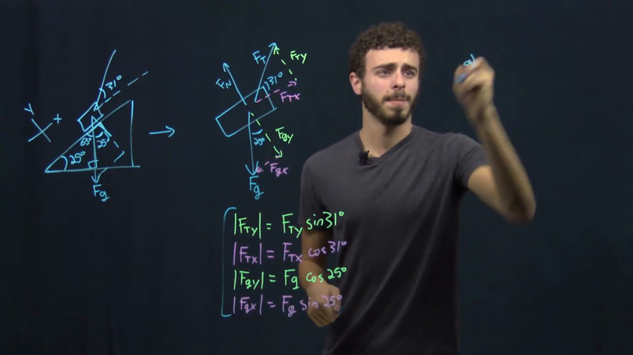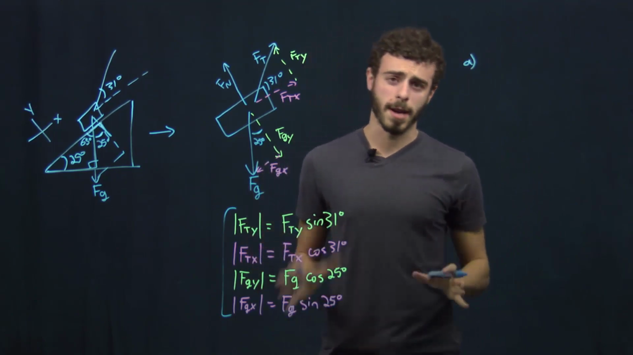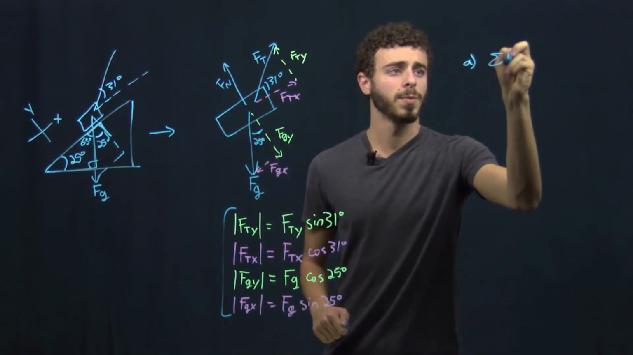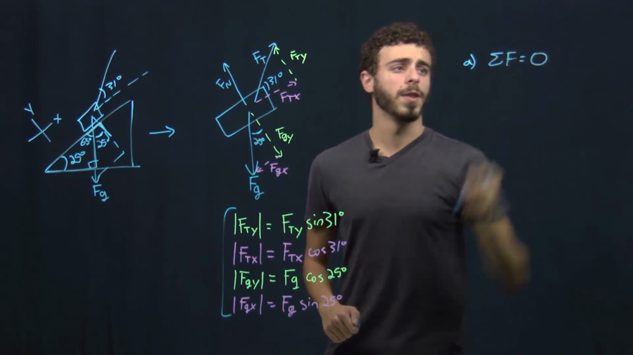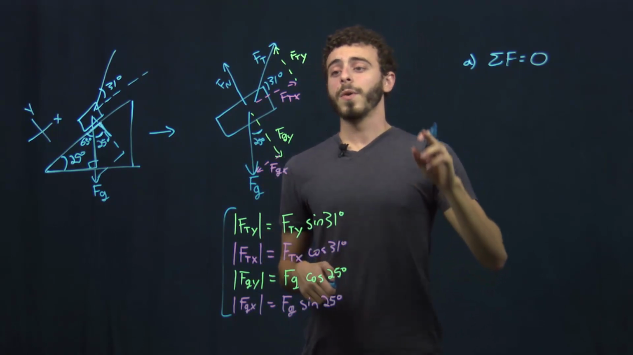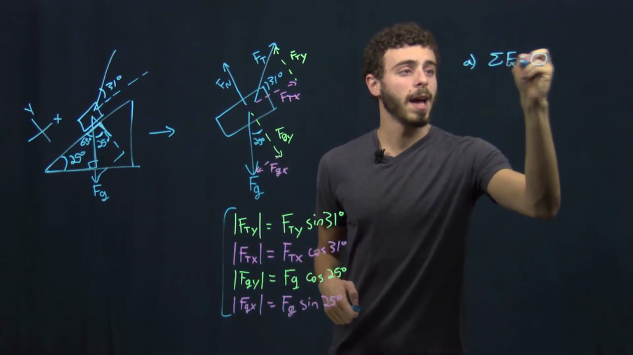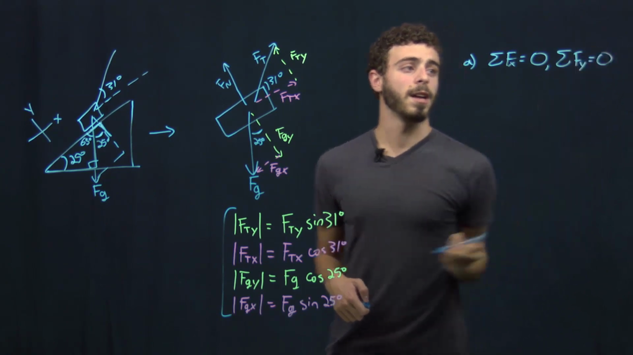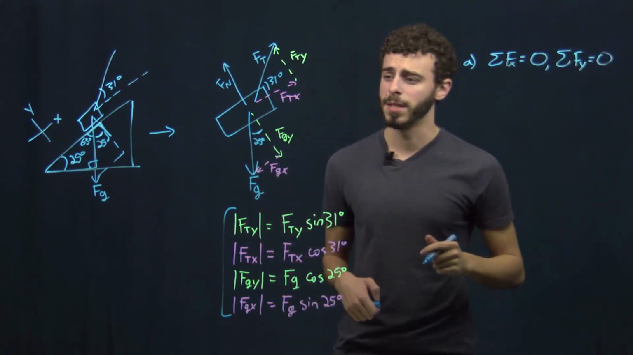For part A, remember, again, this is in equilibrium. That means the sum of the forces, as we said in the beginning of the video, must be 0 in order for this to be at rest. This is going to happen in both the x and in the y. So let's make this explicit: both in the x and in the y, the sum of the forces must be 0.